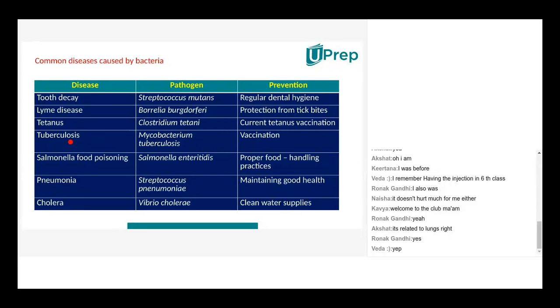Lungs, yes, Akshat. Tuberculosis is something related to lungs. This bacteria infects lungs, but we have vaccination. No problem with TB right now. But people used to die with TB during the 1980s, long back. But after 3-4 decades, everything has changed.